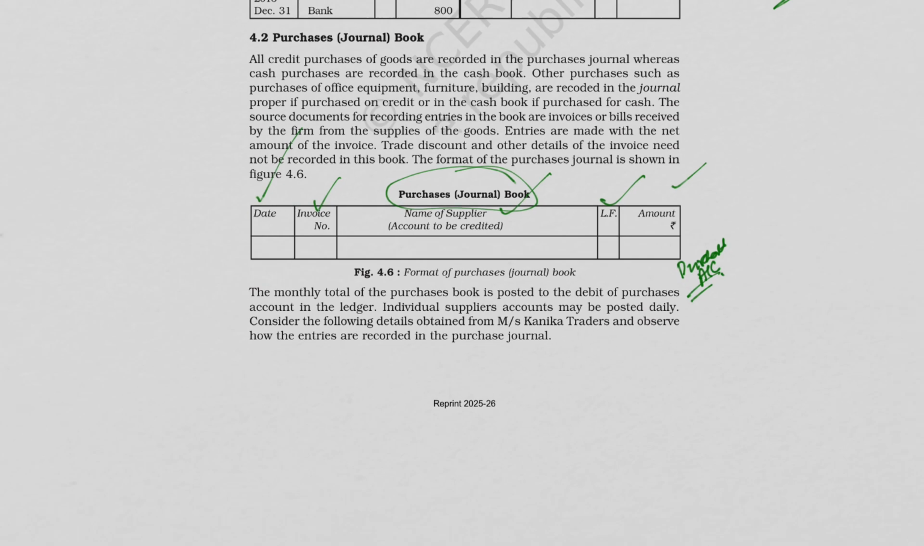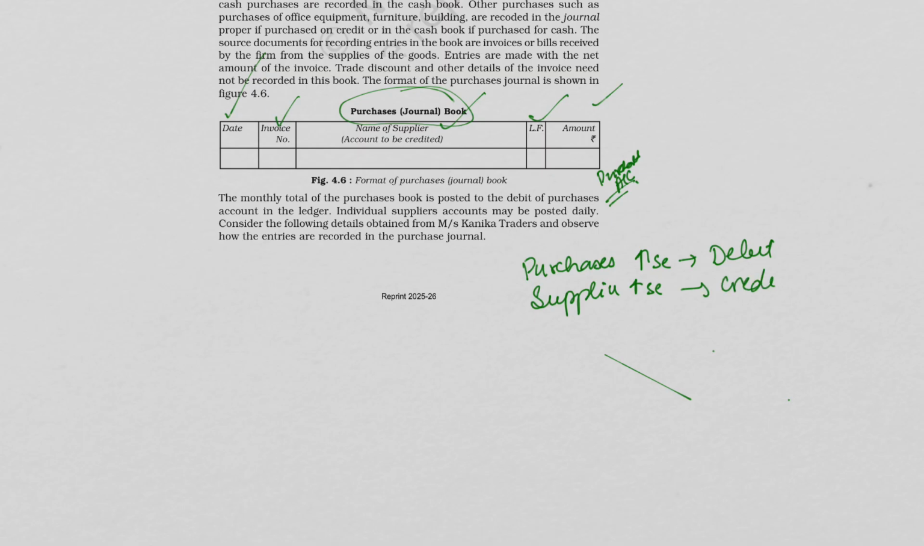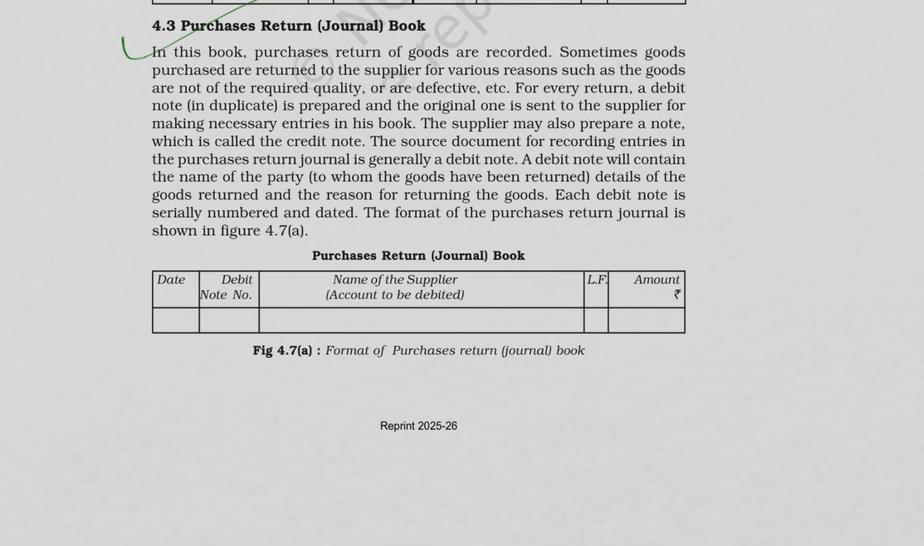So let's understand this logic. If the goods are purchased on credit, we know the purchases increases. So basically it will be debited, and creditors increase. So supplier increases. So it will be credited. So instead of writing the journal entry every time, we'll simply record it in the purchase book. Next, we have the purchase return book.